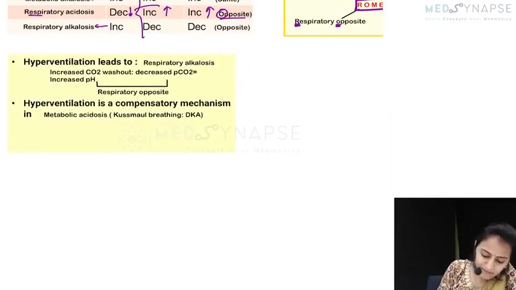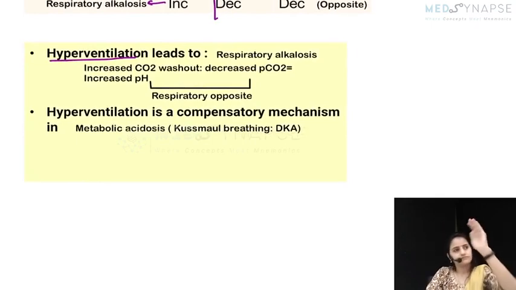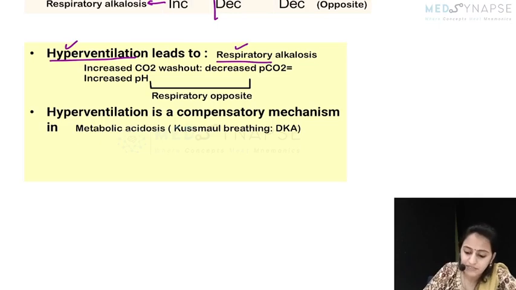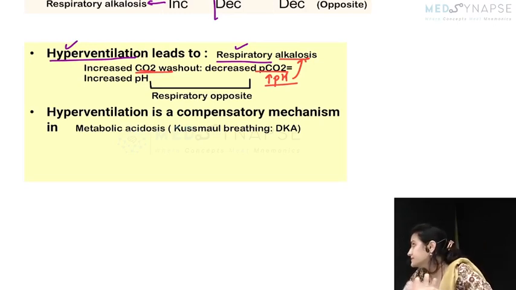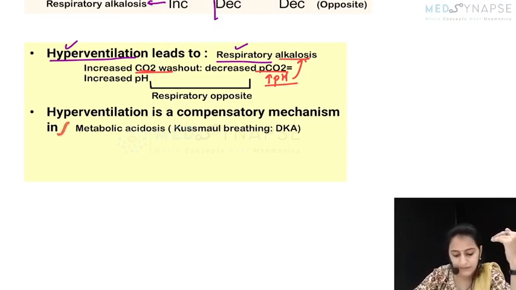Now next one, hyperventilation will lead to what acid-base disorder? First of all, will it be respiratory or metabolic? Respiratory. A ventilation problem means a respiratory problem, so it is respiratory. Alkalosis or acidosis? Alkalosis. Why? CO2 washout will be more, PCO2 will be less. It is respiratory, so how will the pH be? It will increase, opposite. So this is alkalosis. Right? Opposite, hyperventilation is a compensatory mechanism in which disorder?